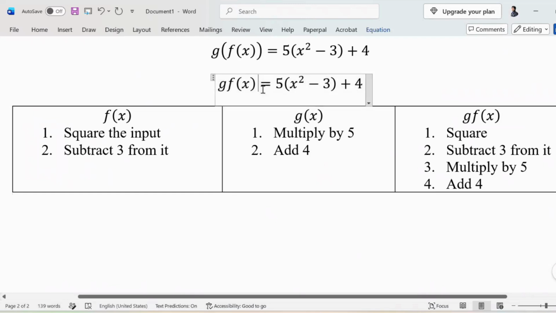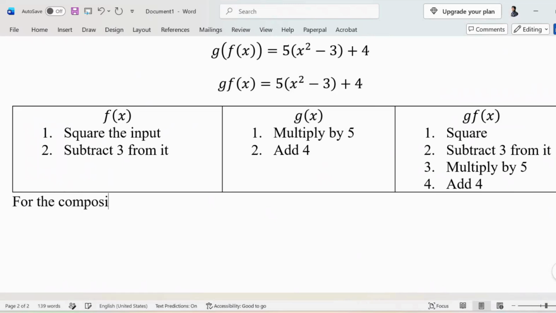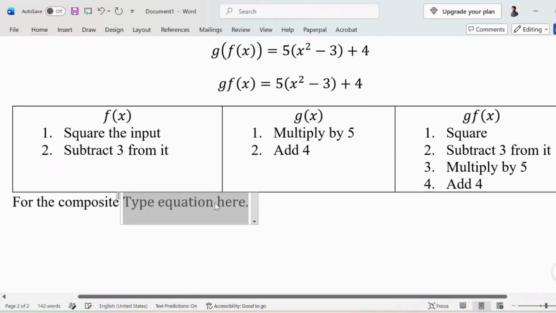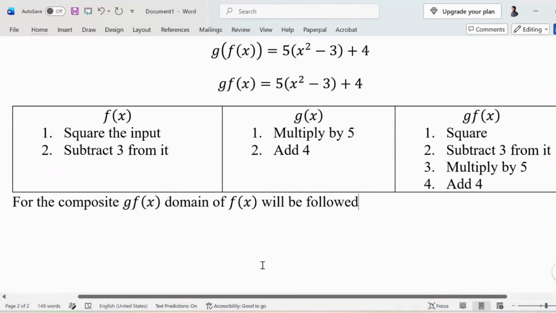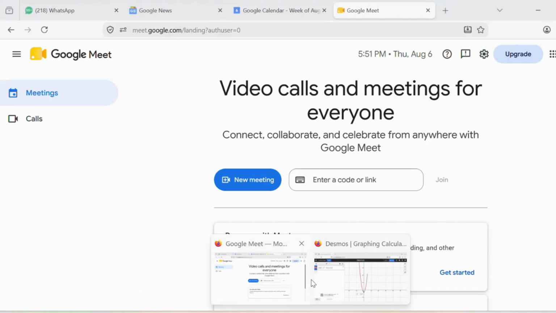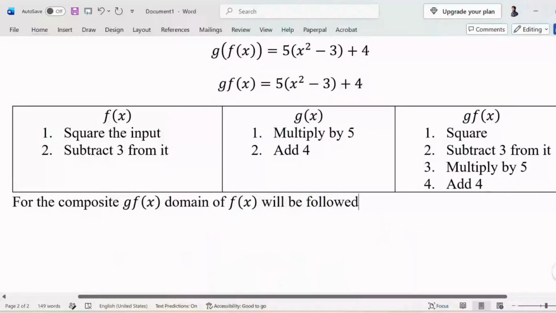So for this composite, you will follow the domain of which function? Whose operations are you doing first? First you had f. So for the composite g(f(x)), the domain of f will be followed. Is this clear?